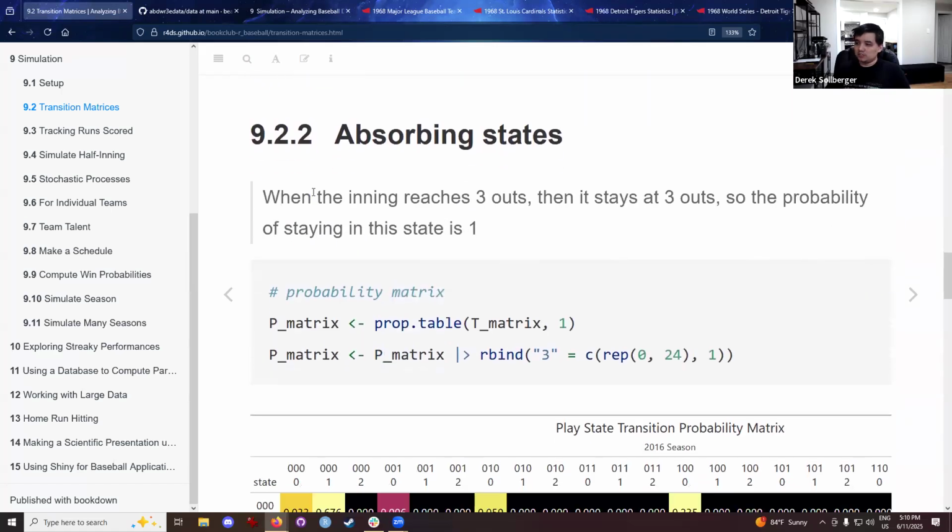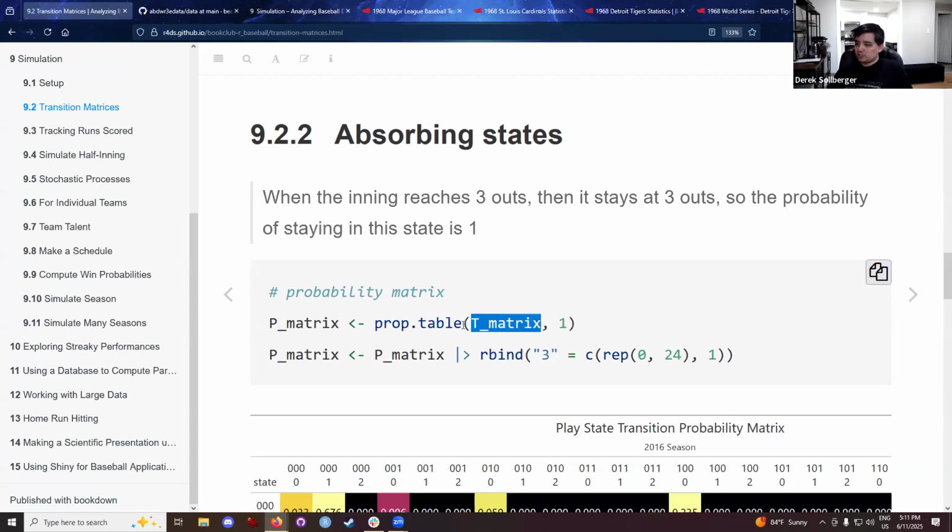In particular, when you think of the Markov chains and some of the underlying mathematics, we have what are called absorbing states. In general, when you have a directed network, an absorbing state means that you have a node where the arrows do not come back out of it. So in baseball, what we're saying is when an inning reaches three outs, it stays at three outs. So the probability of staying there is 100%.